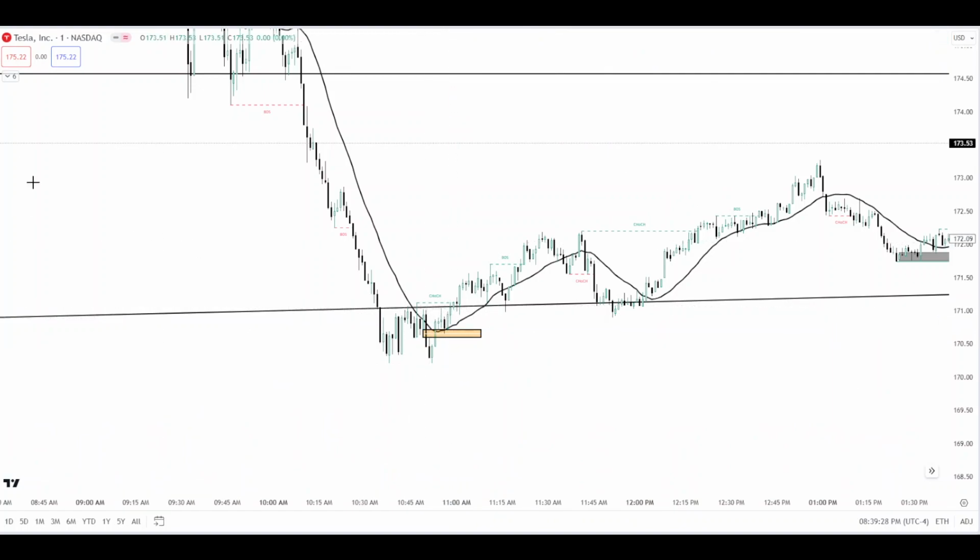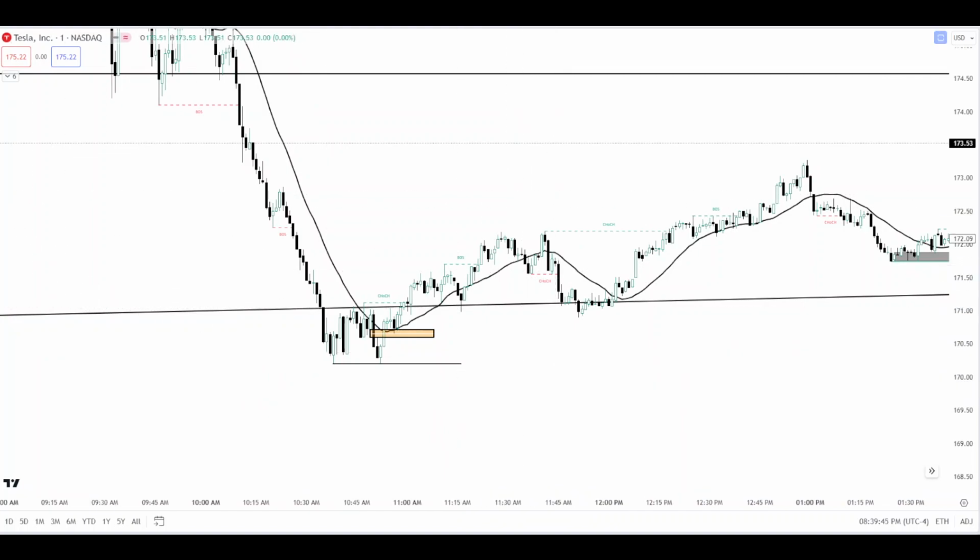And what we had was basically an equal low or double bottom right there. Okay, that was a strong signal. We get our inverted fair value gap, right? Price draws back down into that fair value gap inversion, and then we can look to run the trade up.